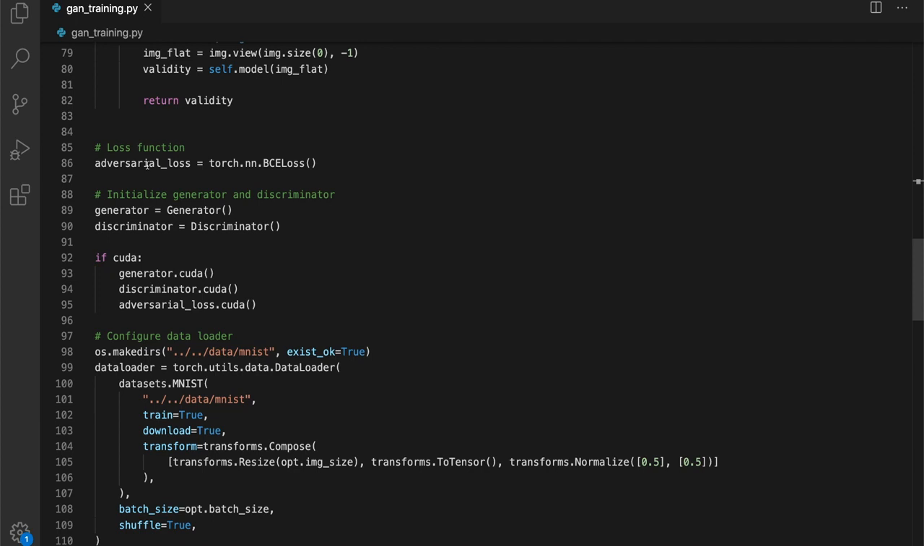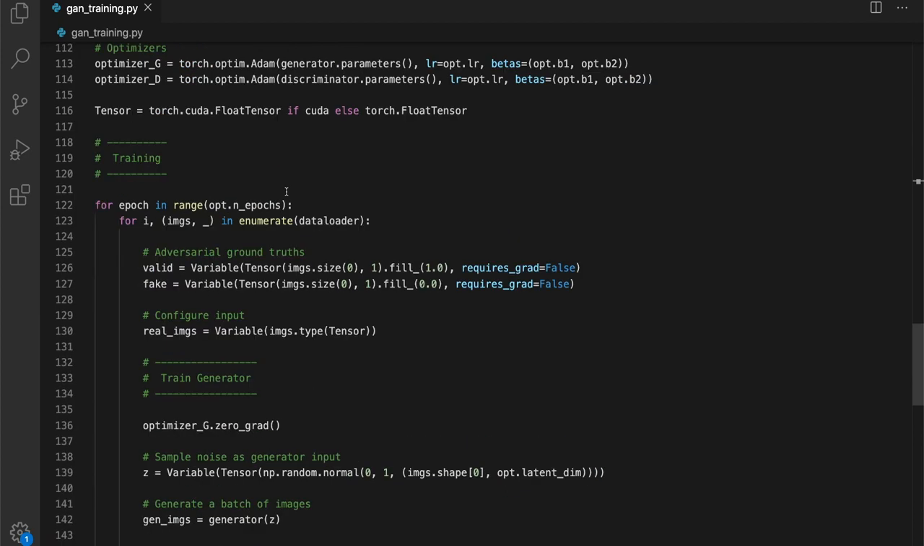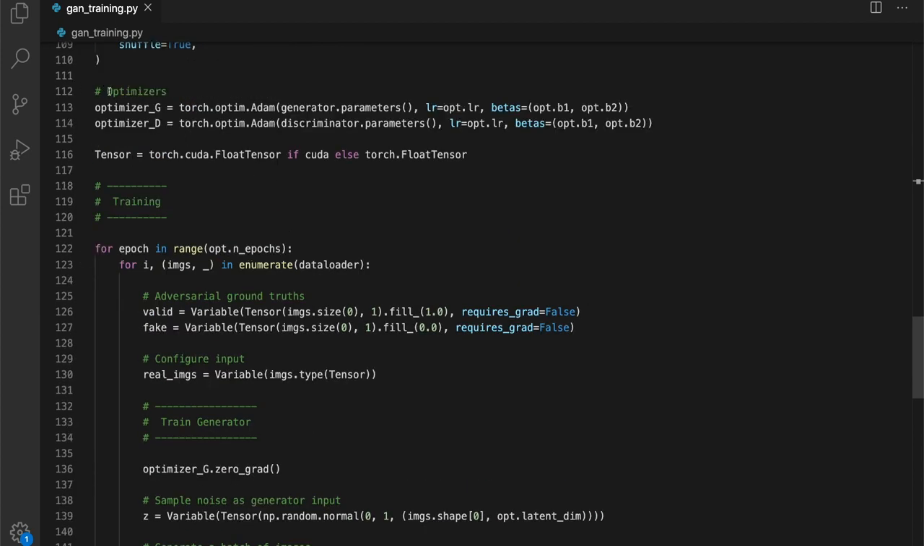We define the adversarial loss function as simply the binary cross entropy loss. Let's move down to the training loop. Now we define the optimizers for the generator and the discriminator separately. Remember, it's imperative to do it in this way so that we do not update the discriminator weights accidentally while trying to update the generator and vice versa.